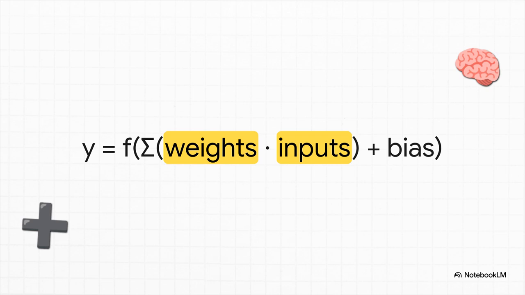And when you put it all together, believe it or not, it boils down to this simple-looking equation. The final output is just the activation function, that's the F, applied to the sum of all the inputs times their weights, plus that final bias. That's it. Billions of these tiny little calculations, all happening in layers. That's how a neural network thinks.